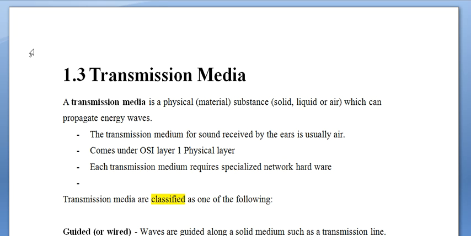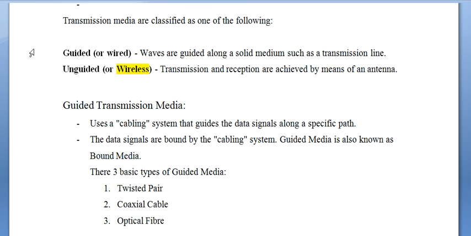Transmission media are classified as one of the following. Guided, or wired: waves are guided along a solid medium such as a transmission line. Unguided, or wireless: transmission and reception are achieved by means of an antenna. Guided transmission media uses a cabling system that guides the data signals along a specific path. The data signals are bound by the cabling system. Guided media is also known as bound media. There are three basic types of guided media: twisted pair, coaxial cable, optical fiber.